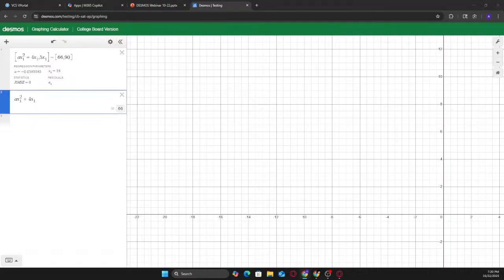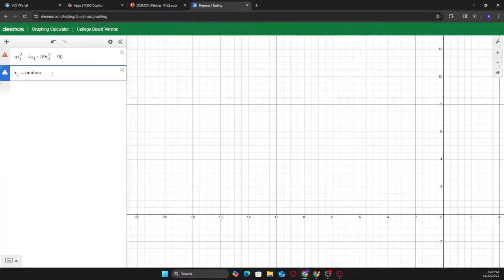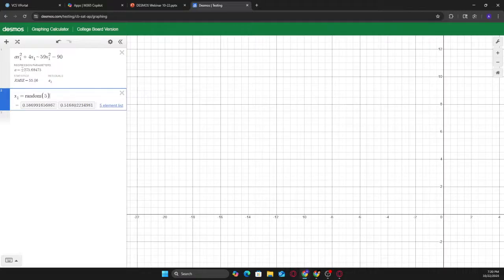There's not that many good examples that I can think of right now. But 4x1, you can try to regression this. Let's say we have 59 x1 squared, and then minus 90. So we have this little approximation. We can say x1 equals random. We're just gonna type it out right here, 5, and we can see it's a little random. A represents negative 275. There's some approximation that's similar. So Desmos just tries to approximate for each and every single value.